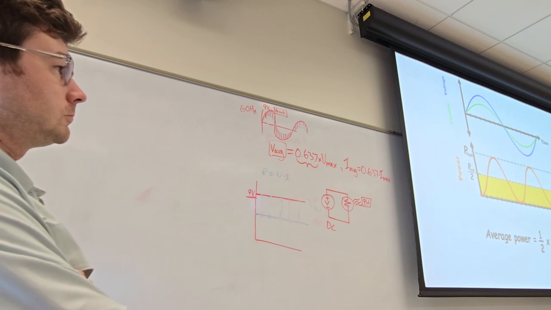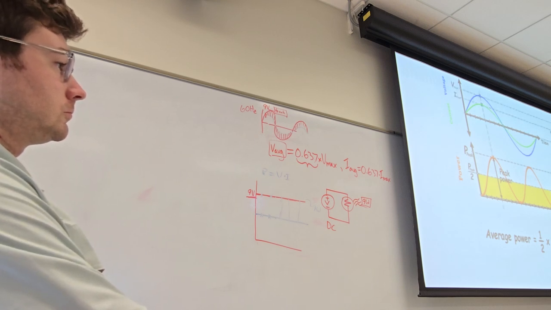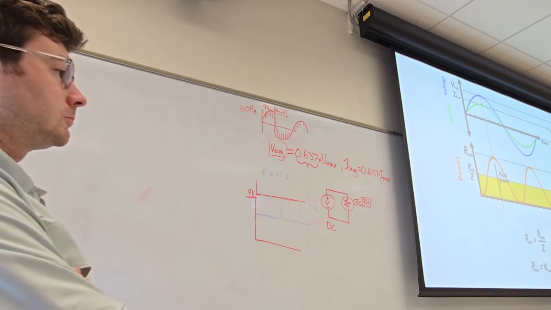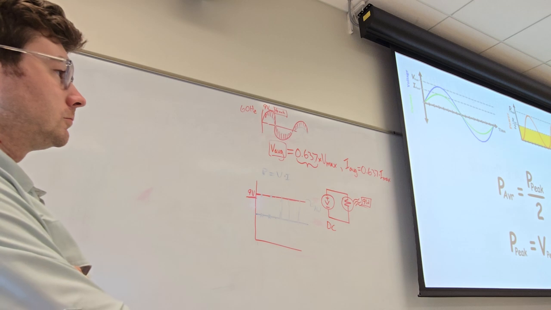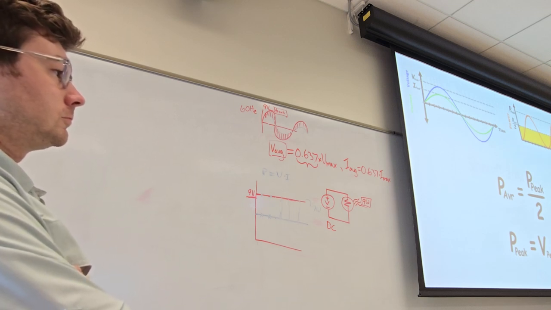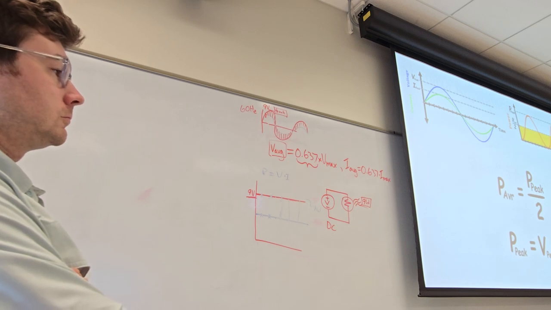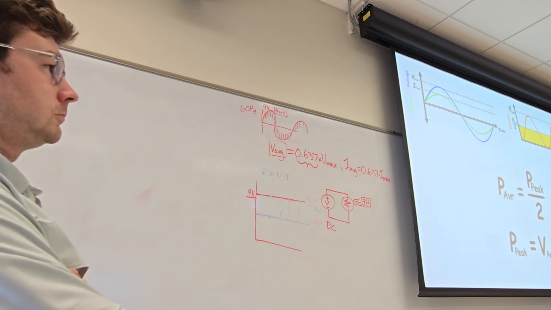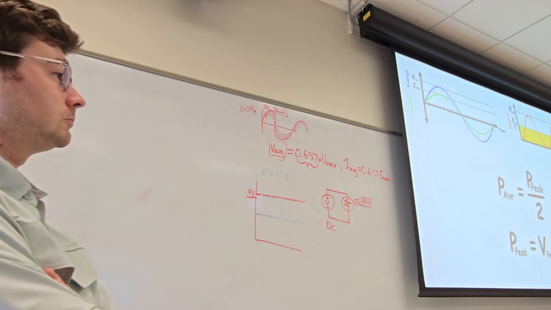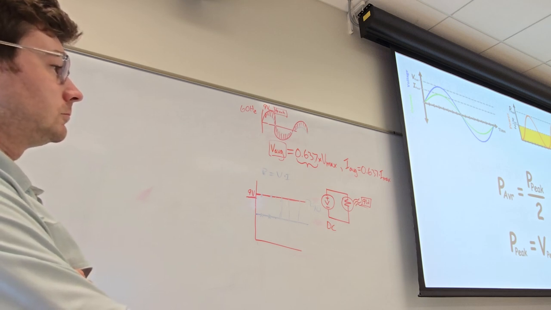What's the peak power? It's the highest value of voltage multiplied by the highest value of current. In essence, the average power in an AC system is always half of the peak power. Furthermore, the peak power is equal to the product of the peak voltage and the peak current. This relationship is crucial for understanding and calculating power in alternating current circuits.